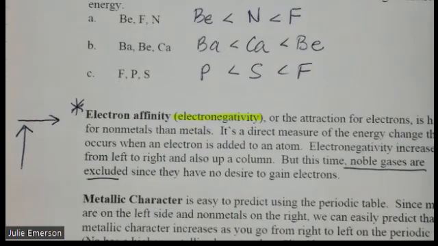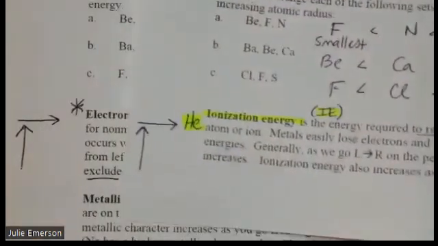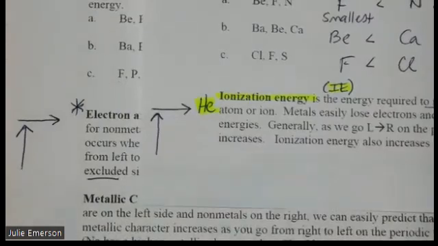So your trend for electronegativity looks exactly like the trend that we had for ionization energy. And that made sense to me, right? The more the atom wants to gain an electron, the more difficult it should be to take one away, right? That kind of made sense to me. So the trend looks the same. The only difference is we have to take away the noble gas family.